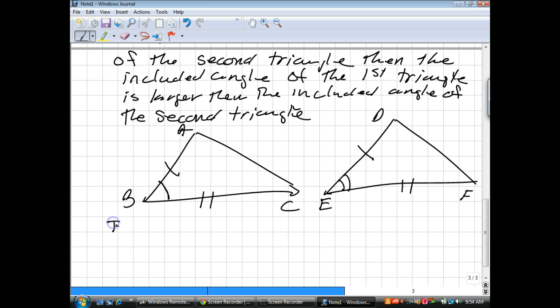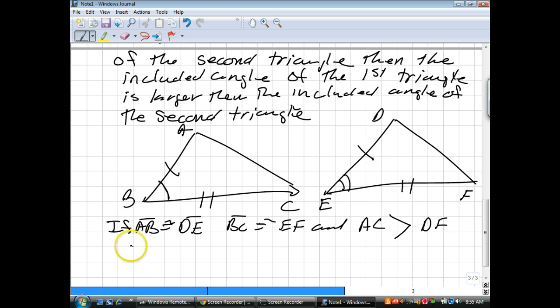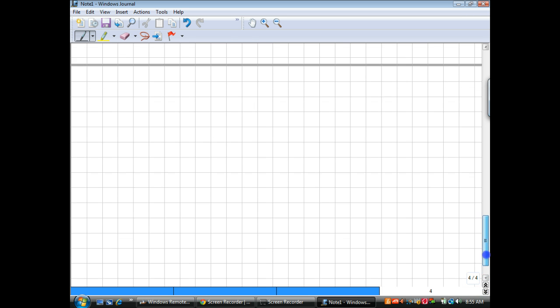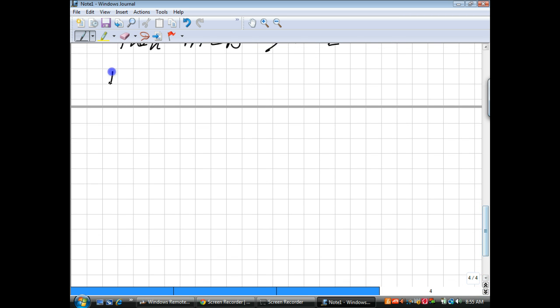So here's what it says. If AB is congruent to DE and BC is congruent to EF, and the length of AC is greater than the length of DF, then measure of angle B has to be greater than measure of angle E. Alright, so let's look at some examples.